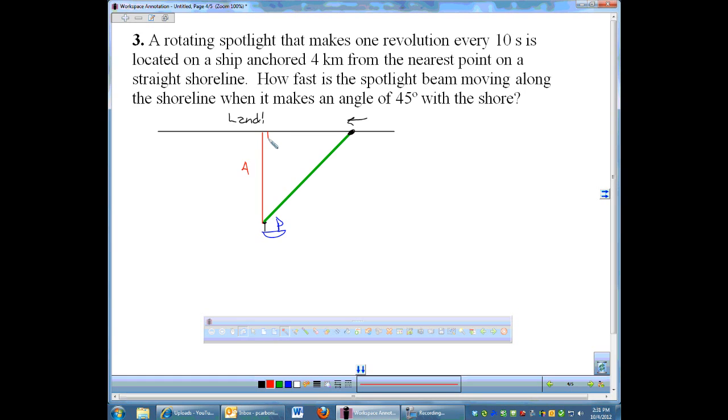That's going to be a right angle. We measure with perpendicular to the shoreline. Let's see, what other unknowns do we have? We have some angle that's changing, right? This angle, because the light is rotating, this angle is changing. So I'm going to just call that theta.